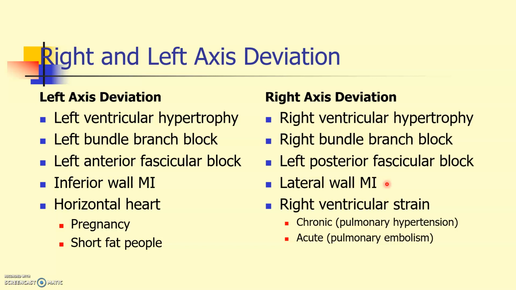Whereas right axis deviation can be seen with the opposite: right ventricular hypertrophy, slowing of the conduction to the right side of the heart in right bundle branch block or left posterior fascicular block, lateral wall MI, or right ventricular strain patterns, either chronic as in pulmonary hypertension or acute as in pulmonary embolism. There's one other we didn't mention, which is in tall, thin people. They also have the heart tend to be hanging more vertical, and that produces right axis deviation.